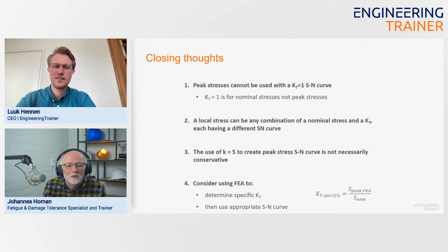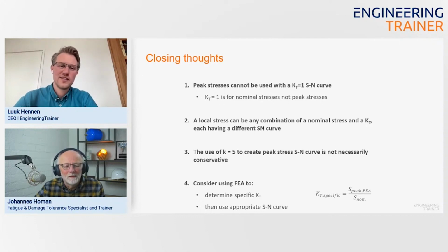So that means at the end that the use of KT=5 is not always correct and not always conservative even. So you have to be careful with that. So finite element analysis is very good to determine what your KT is, what your peak stresses are, your local stresses are. But the next step is always to use an appropriate SN curve. All right. Interesting. Yeah. Thank you very much, Johannes.